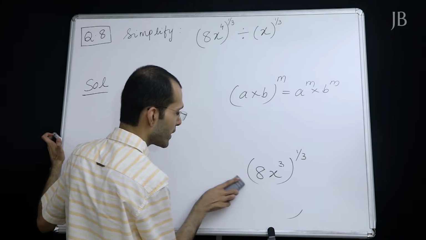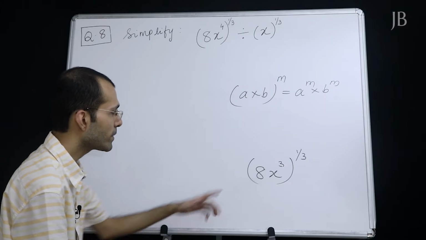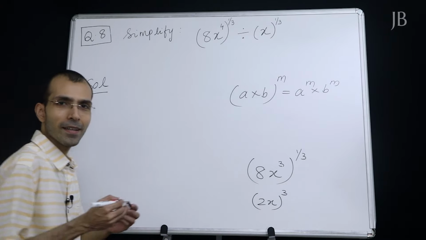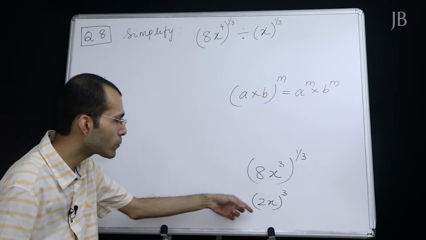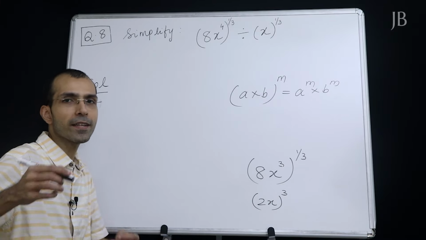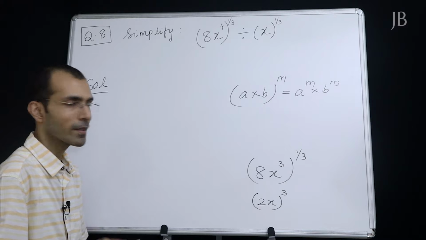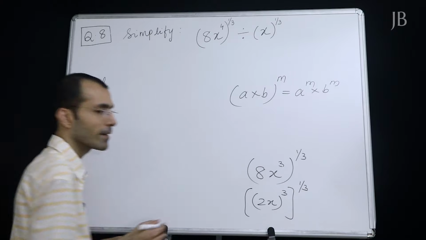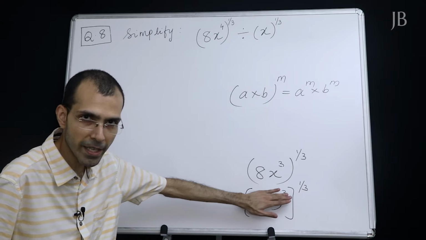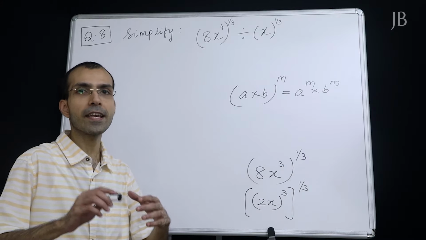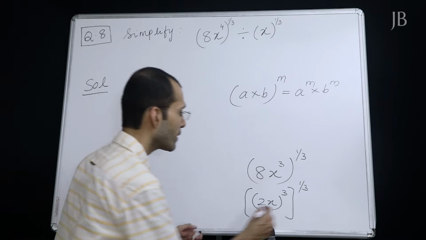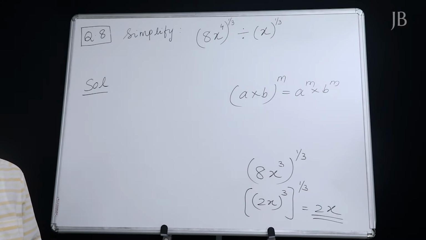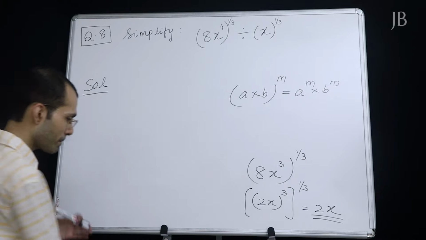Or what we can do, once we come till here, this can be written as 2x the whole cube. 8x cube can be written as 2x the whole cube, because 2x into 2x into 2x will give you 8x cube. And then the full thing raised to 1 by 3. Now it becomes of the type a raised to m the whole raised to n. So that is a raised to mn, the 2 powers get multiplied and you are left with 2x. This is fine. This was one way of looking at the sum.